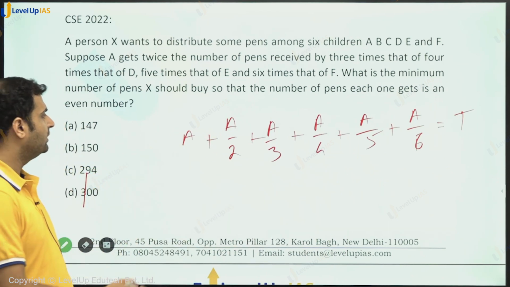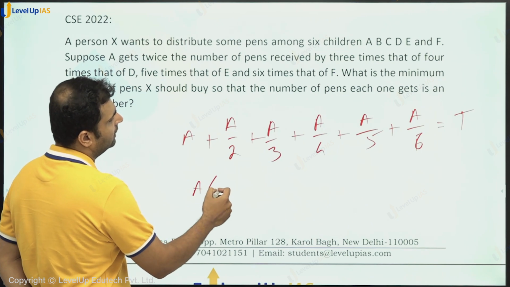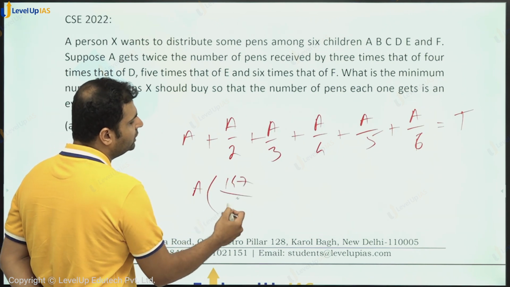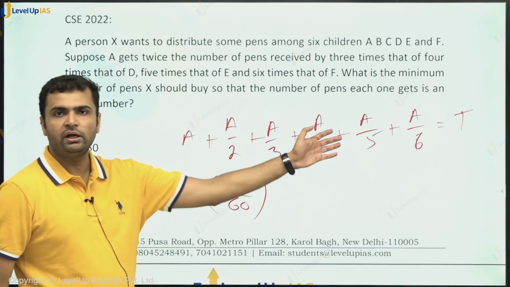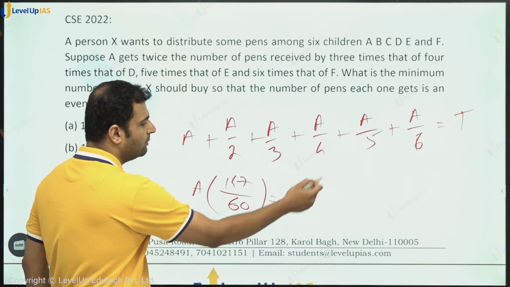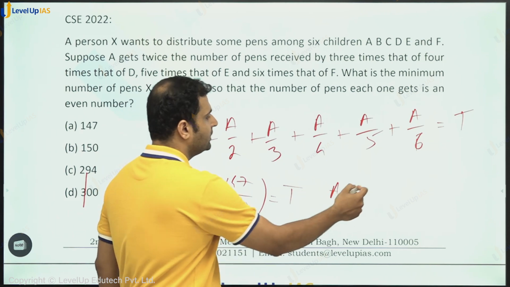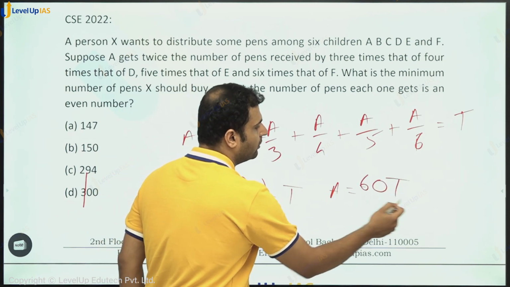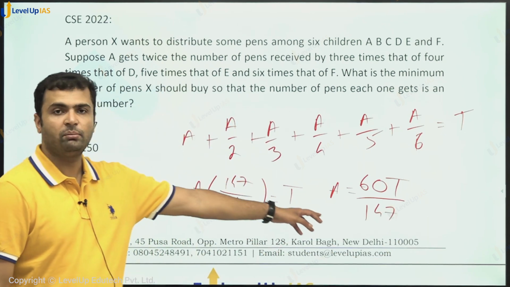If you add with a common denominator, you will get I think 147 by 60. Please do this addition. The LCM of all these is 60 and accordingly please perform this addition, which is equal to the total number of pens. So the number of pens A has is 60 into total number of pens divided by 147. A will have this many pens.